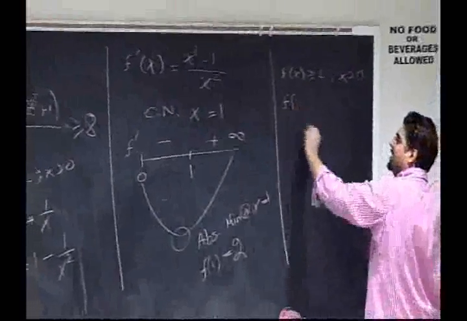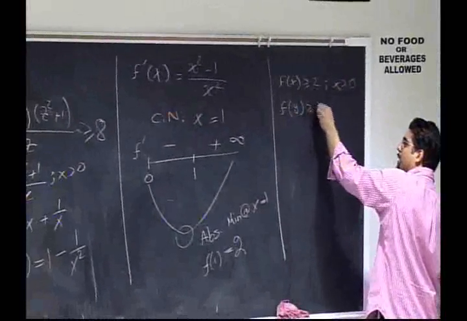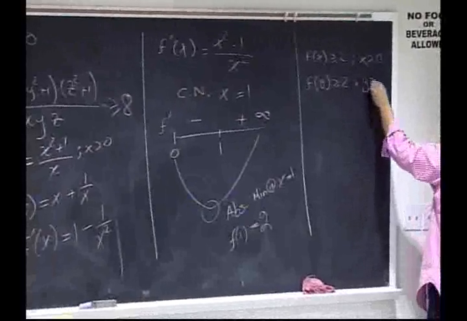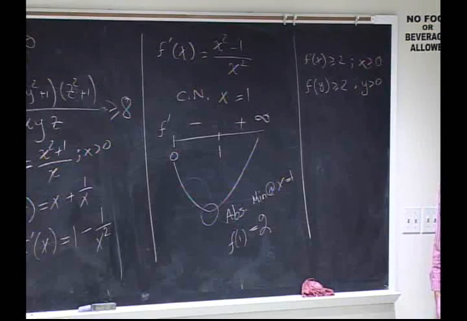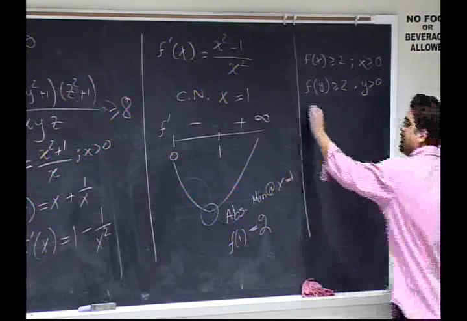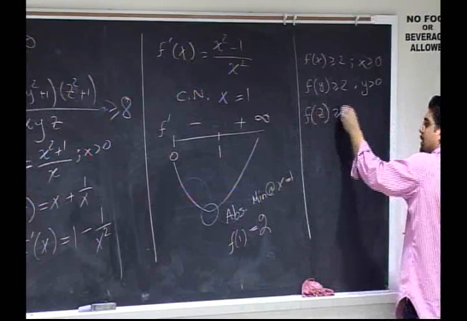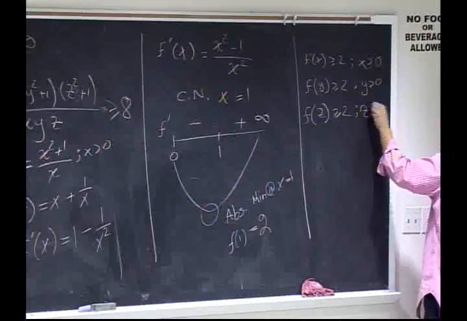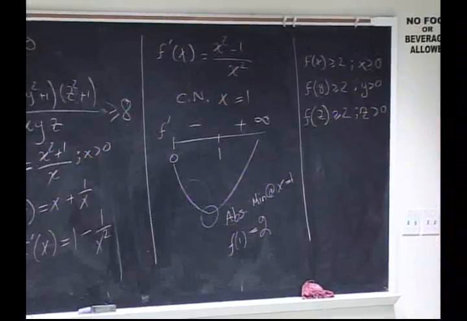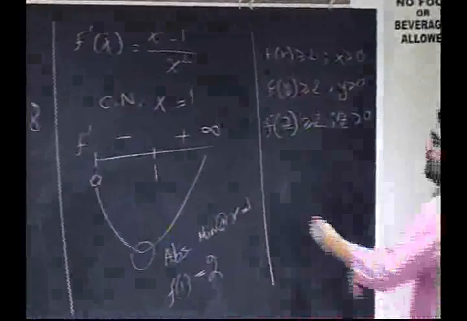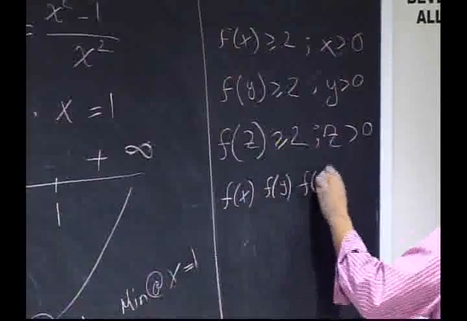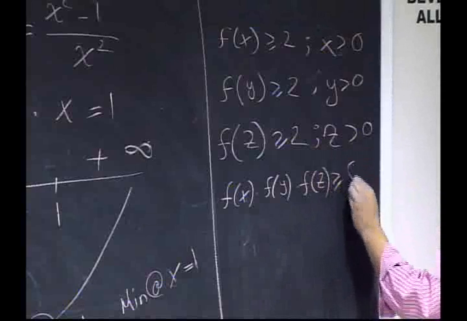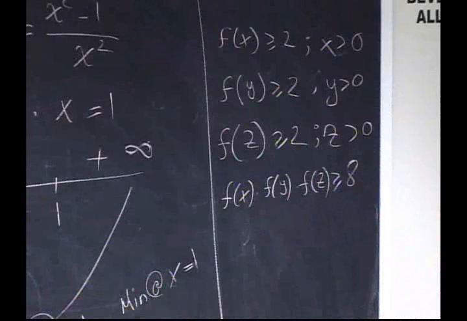That means, this is the trick, f of y is greater than or equal to 2 for every y greater than 0. Right? Does that make sense? It means f of z is greater than or equal to 2 for every z greater than 0. Yes? That means f of x times f of y times f of z is greater than or equal to 8. 2 times 2 times 2.